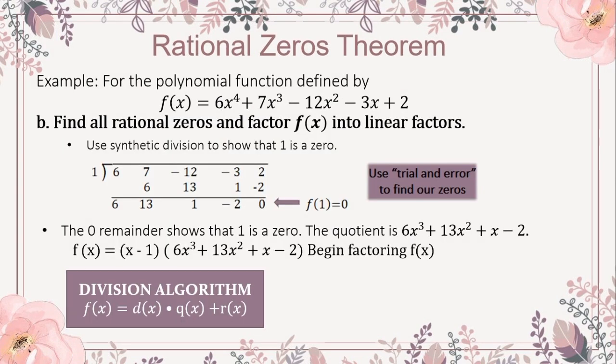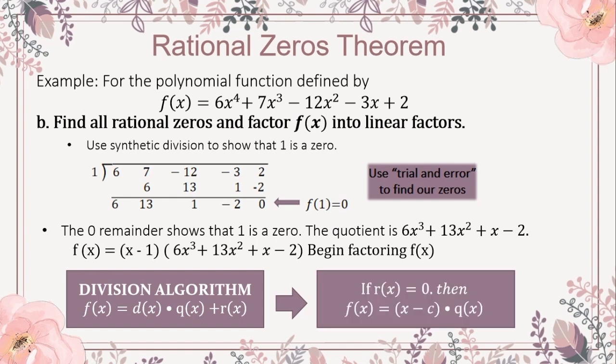And now, going from that first example, we are going to do the second step, which is finding all the rational zeros and factoring the polynomial function f of x into linear factors. So we are going to use synthetic division to show that 1 is a zero. 1 is one of our possible rational zeros. Remember from the rational zeros, we are going to use trial and error to find our zeros. So we are going to test if one of our possible rational zeros, positive or negative 1, is equal to 0. So we are using synthetic division.